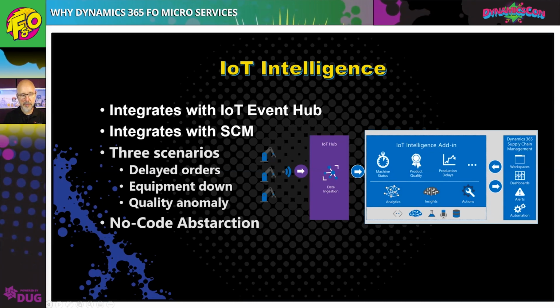Today, there are 3 scenarios available: delayed orders, equipment down, and quality anomaly, which means that if you are able to report these scenarios into IoT Hub, we can actually have them available as incoming sensors into supply chain management. And the big thing here is, as I said before, we don't have to build any code to do this. We can surface these sensors directly in Dynamics in this case.